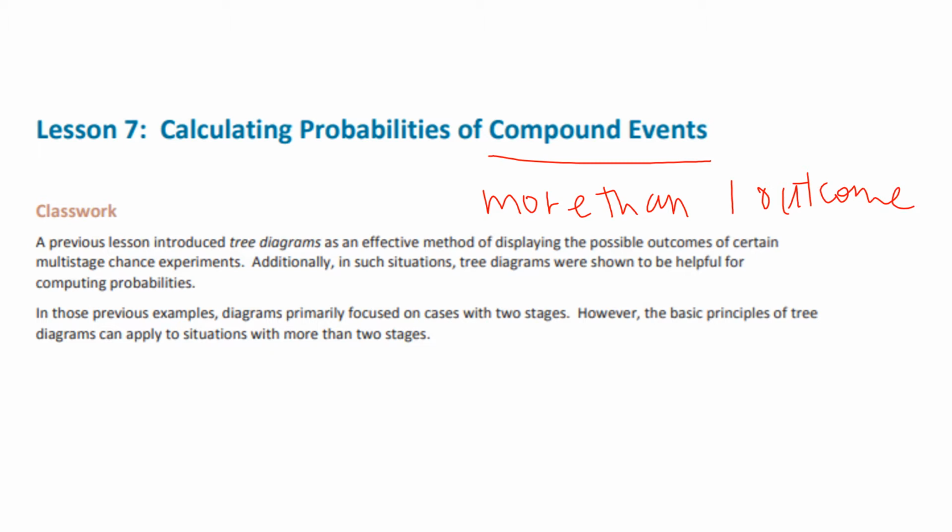We should remember that. We're going to come back today to our example about the game with the four-sided die, the card game or the board game. When we did it, it was primarily focused on cases with 2 stages, but now we're going to do it with more than 2 stages. So we're just taking it a little bit further, same stuff though.